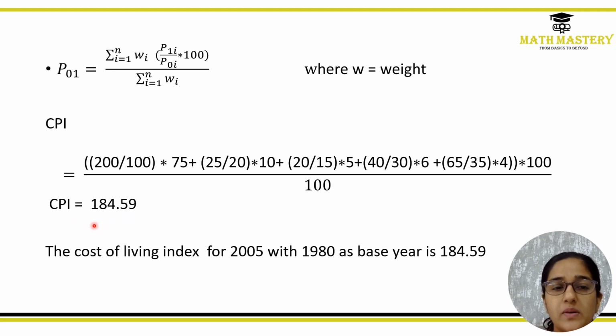CPI is the consumer price index or cost of living index, which is asked in the question. So the cost of living index is 184.59, or we can say that the increase in the cost of living from the base year to current year is 84.59%.